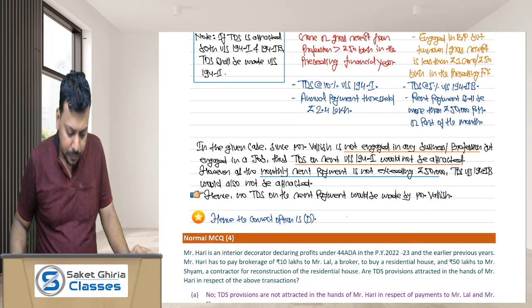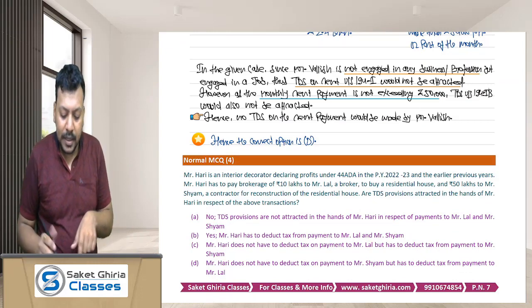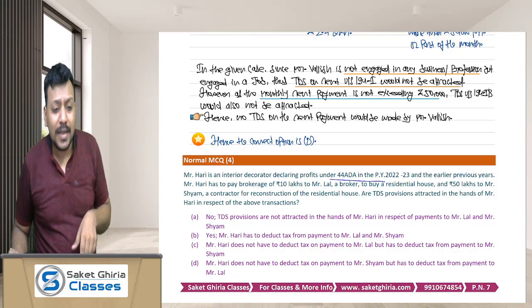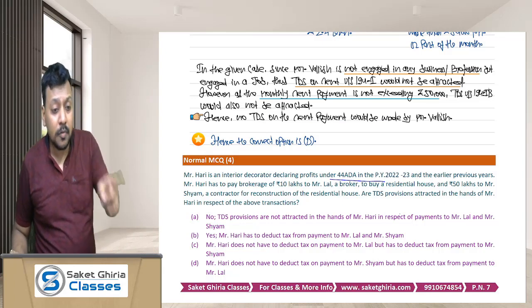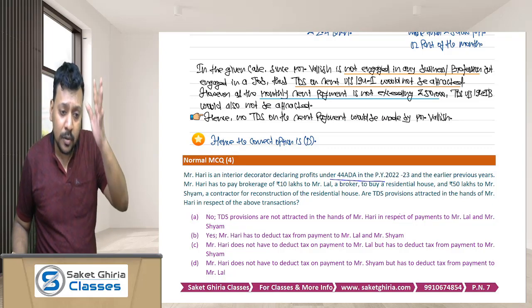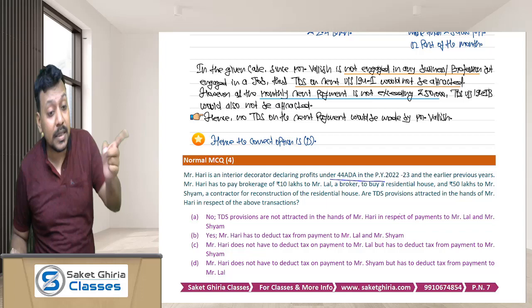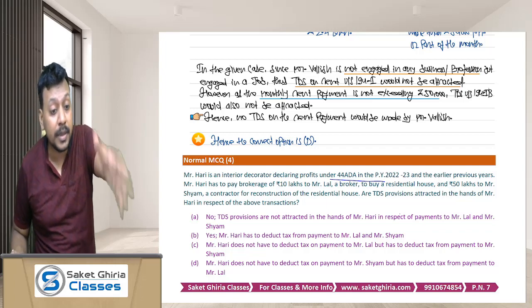Okay. Moving forward, Mr. Hari is an interior decorator declaring profit under section 44 ADA. Sir, what is special about 44 ADA? You can opt for section 44 ADA if you are engaged in a specified profession. Is interior decoration a specified profession? Yes, sir, it is a specified profession for the purpose of 44 ADA.